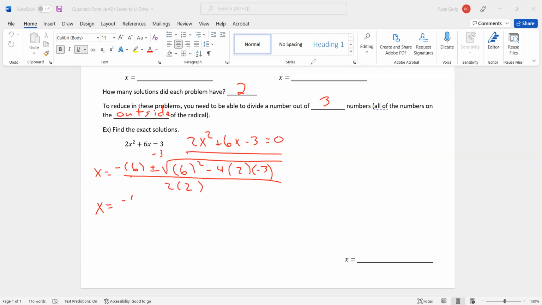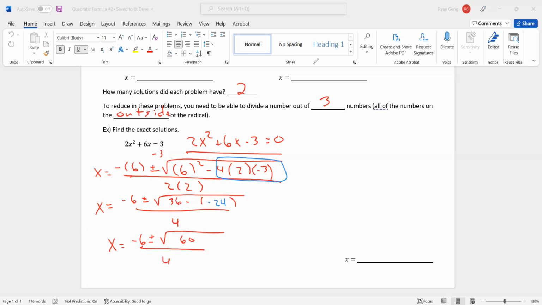All right, so negative 6 plus or minus the square root of 36 minus 4 times 2 is 8, 8 times negative 3 is negative 24, divided by 4. So I get x equals negative 6 plus or minus the square root of 36 plus 24 is 60, divided by 4. I'm going to save us some time here. You know how to break down 60, hopefully. When you break that down, you get x equals negative 6 plus or minus 2 radical 15 divided by 4.